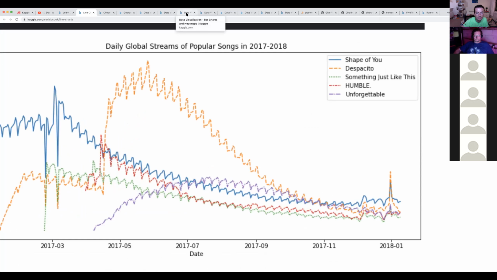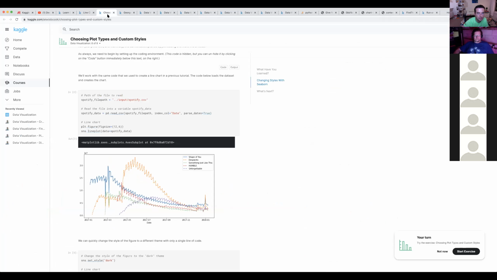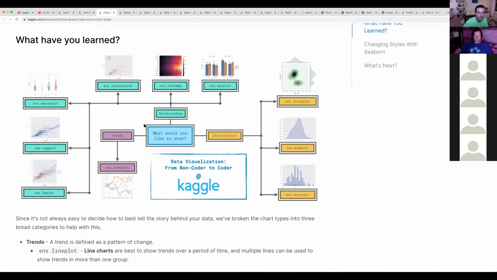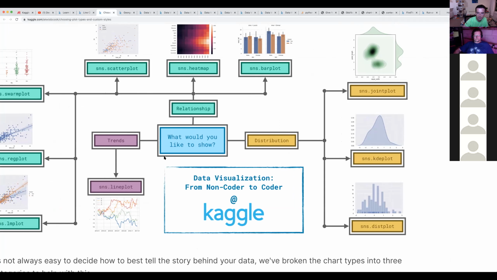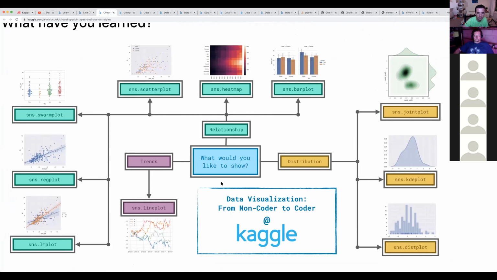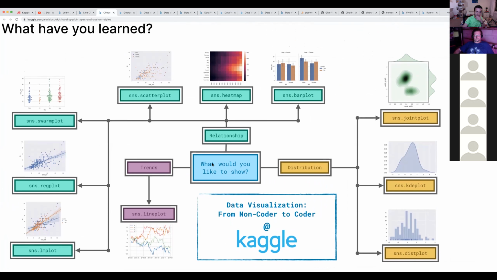Cool. I wanted to share with you this nice summary. Let me see if I can find it. So we've seen different visualizations by now, and the question is, okay, what do I use in which case? And I like this diagram here that kind of summarizes everything. So you start here in the blue box, and the question is, what would you like to show? And you have 3 options. You can show trends, relationships, or distributions.